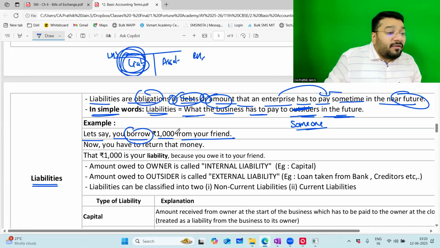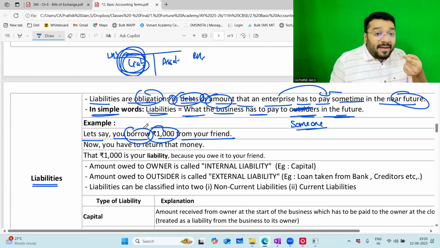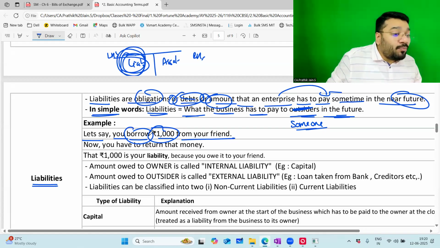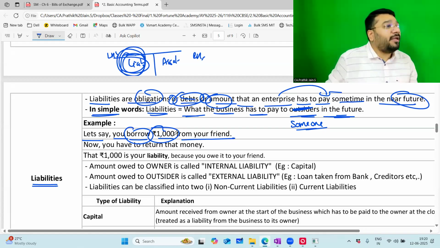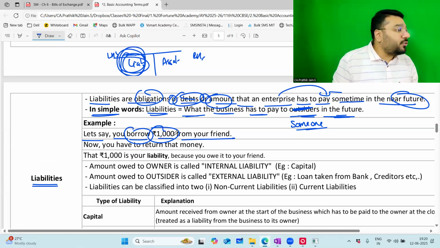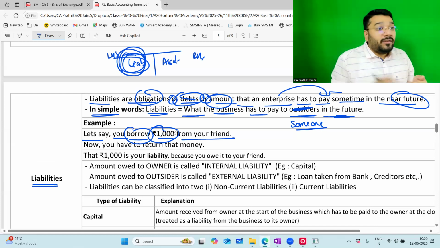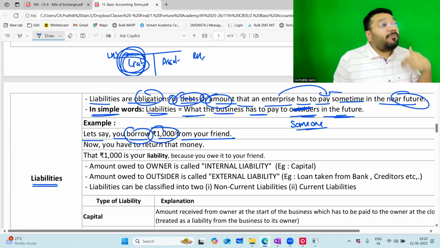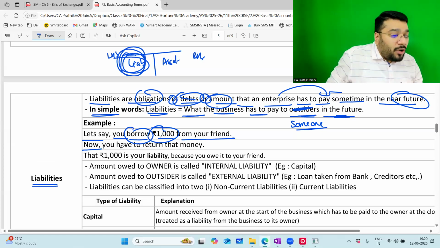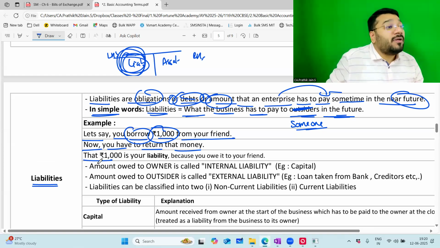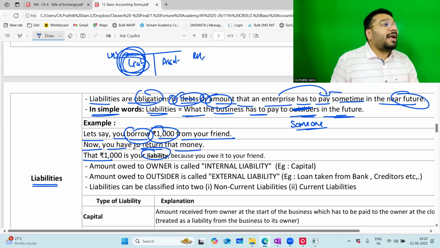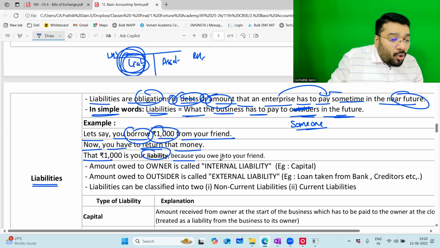So here what are we borrowing? We are not borrowing a product. We are borrowing paisa, cash. Let's say you borrow 1,000 rupees from your friend. Why? Because you are in urgent need of money now. You want to enjoy that money now. Later you have to pay back in future. So any money that I borrowed now comes with the tag that I have to pay it back in future. So this money is coming inside to go outside in future. Anything that I have to pay in future is liability. So now you have to return that money back to your friend. That 1,000 rupees, you will record where in your books of accounts? Under the head liabilities, because you owe this to your friend.